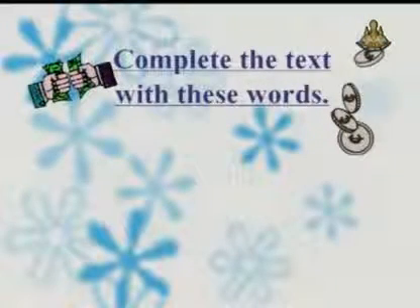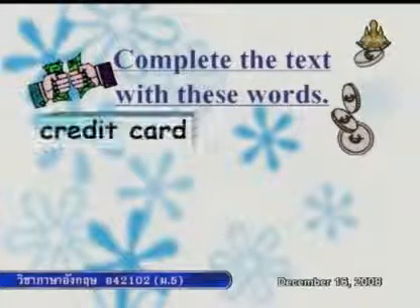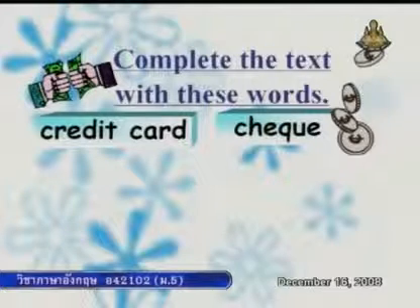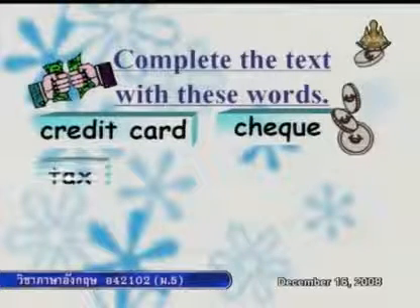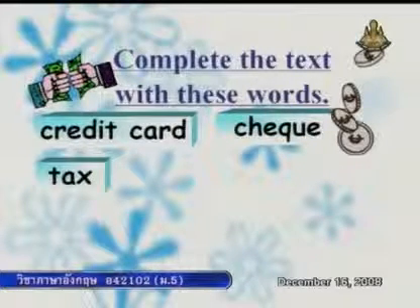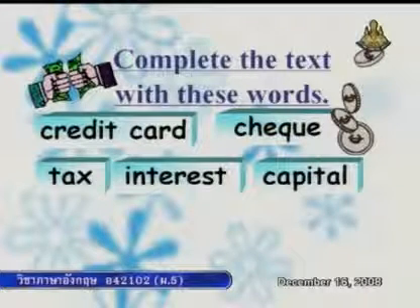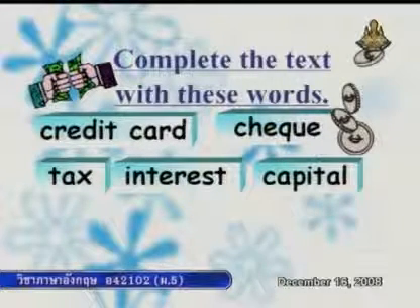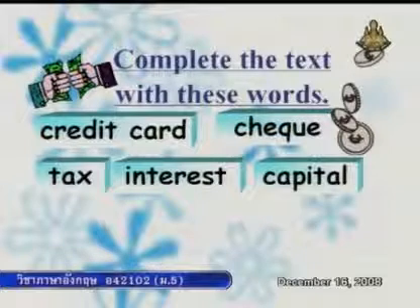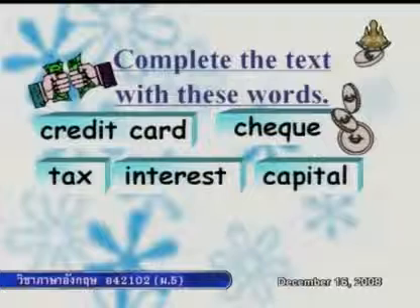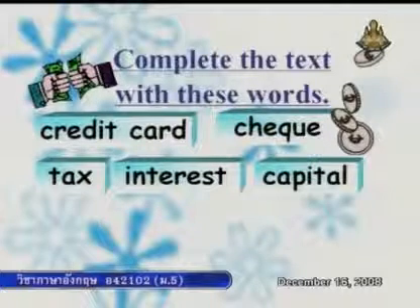Number one is, what is it? Credit card. Good. Number two is check. Number three, Tax. Good. And? Interest. Good job. Capital. What is capital? Lakika wants to open a coffee house and she needs 1,000,000 baht for the capital. Capital means investment money.